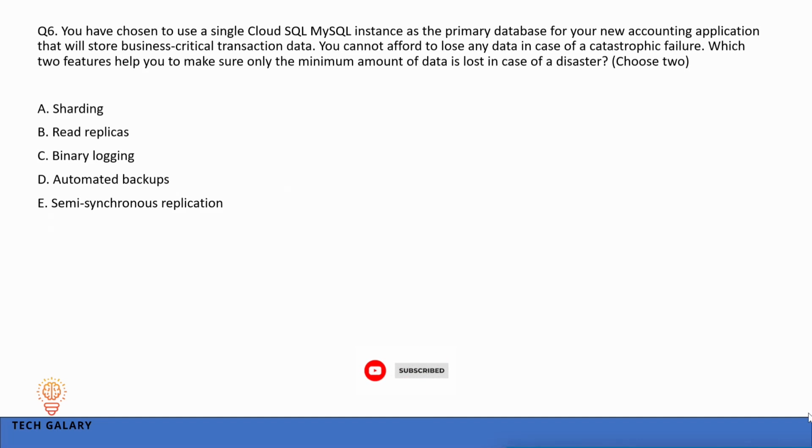disaster? Option A, sharding. Option B, read replicas. Option C, binary logging. Option D, automated backups. Option E, semi-synchronous replication. The correct answer to this question is option C and D. Next question.